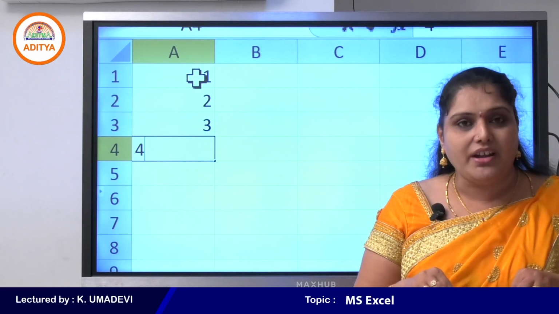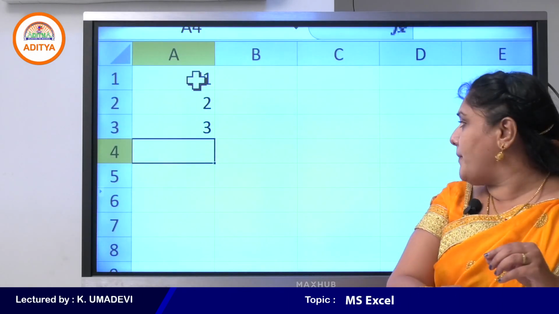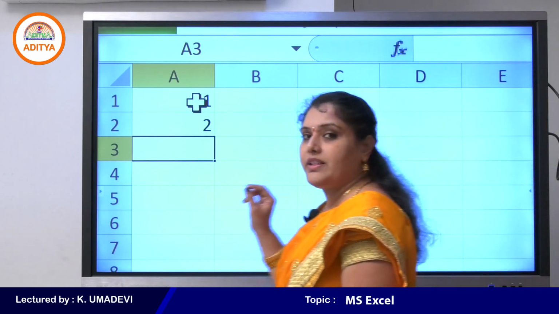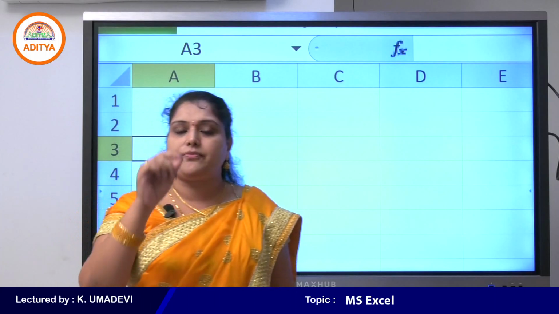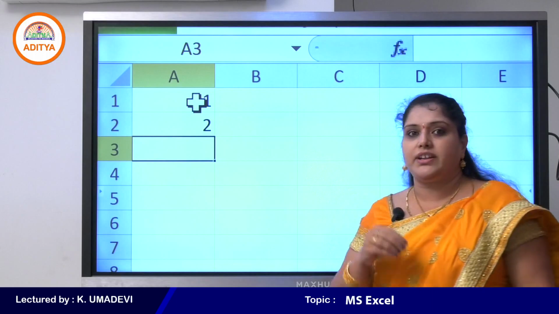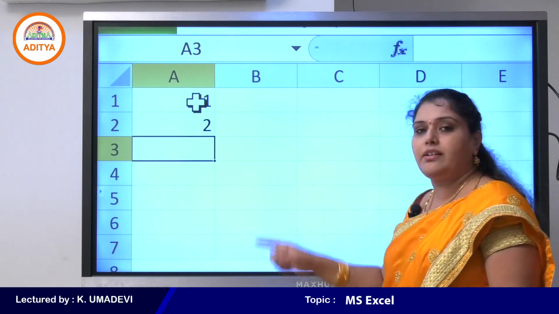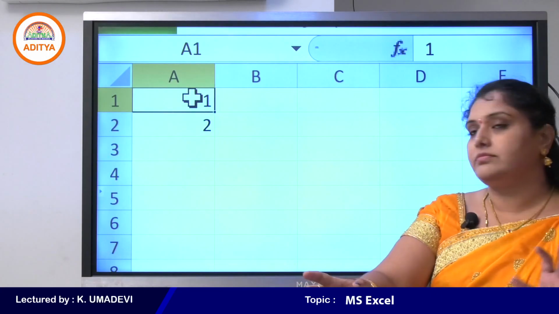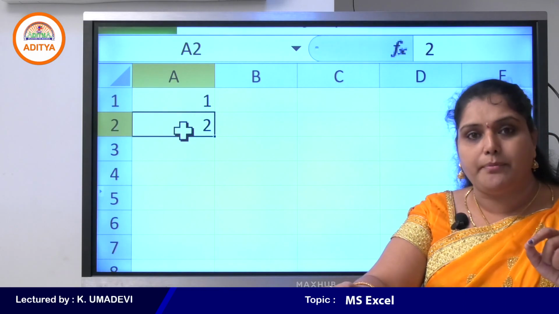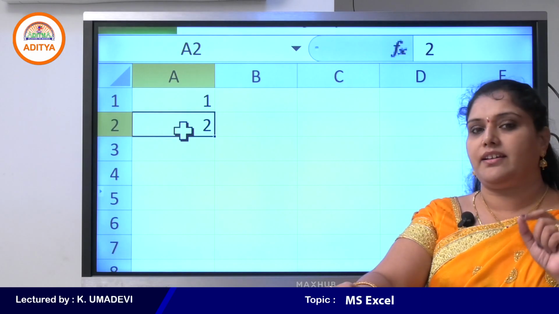But in Excel the advantage of the fill handle is, instead of manually entering all these numbers, first enter the first two values. What are the first two values? Here I need 1 to 20. Just enter 1 in the first cell, anywhere in the worksheet, and enter the second number. So first enter two values, 1 and 2.